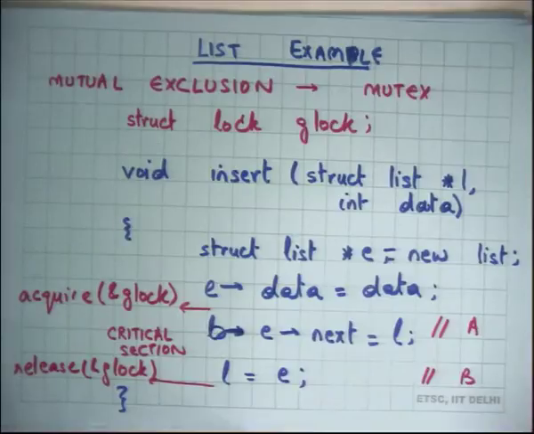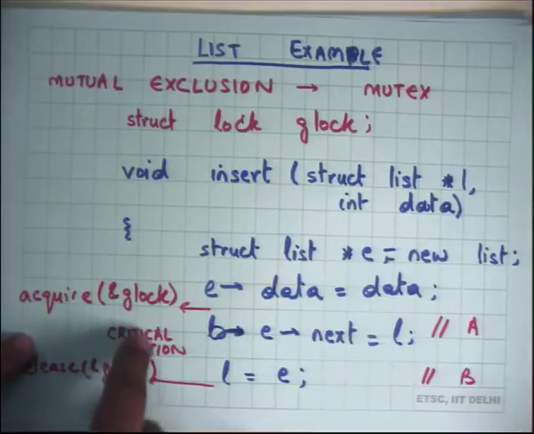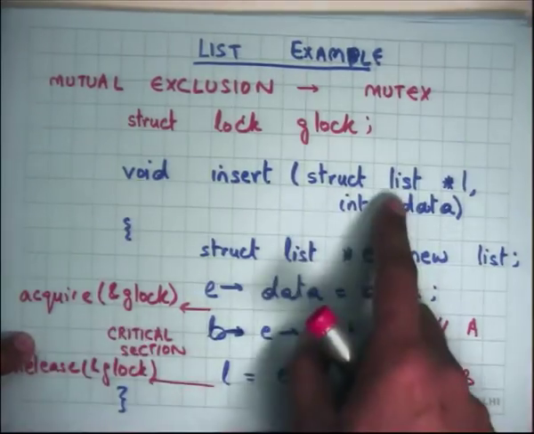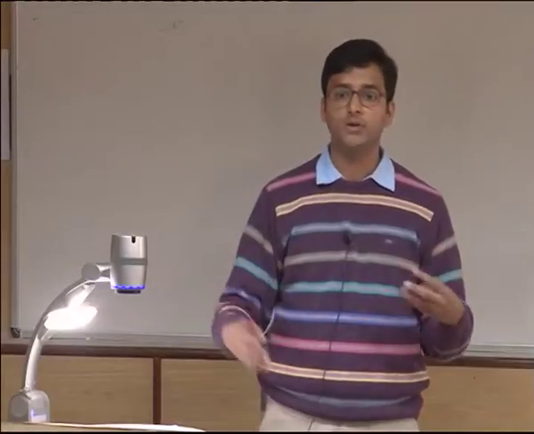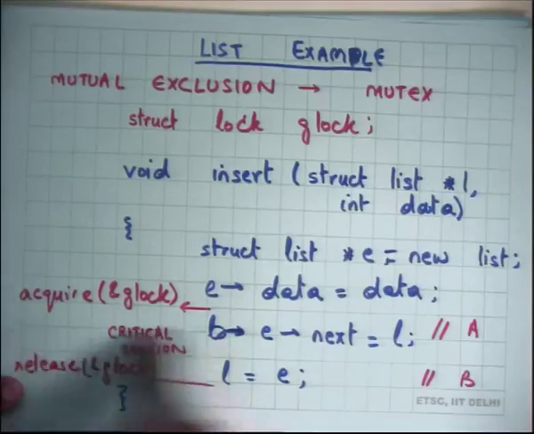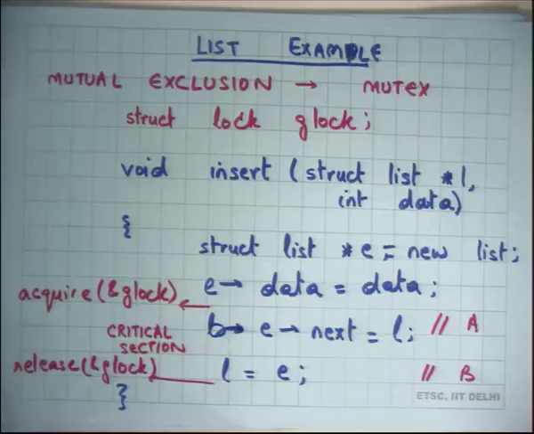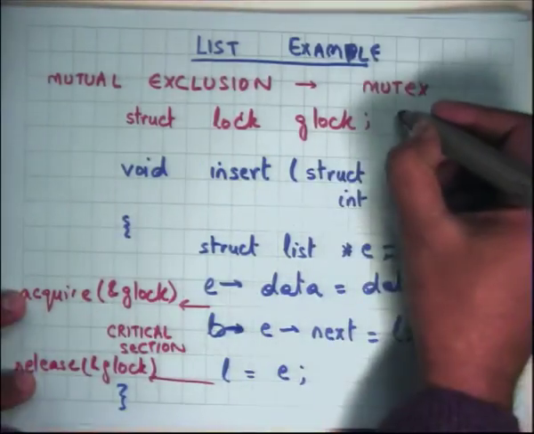This is perfectly correct code, except that you're using one lock for all these insert operations. So if there are multiple lists and multiple threads are doing inserts on different lists simultaneously, these operations will become mutually exclusive. Even though there are multiple lists, they didn't need to be mutually exclusive. Because you're using a global lock, you have made them mutually exclusive, and so this is called coarse grained locking.